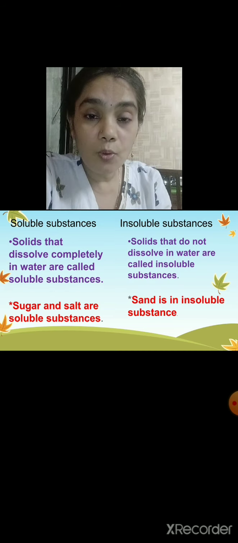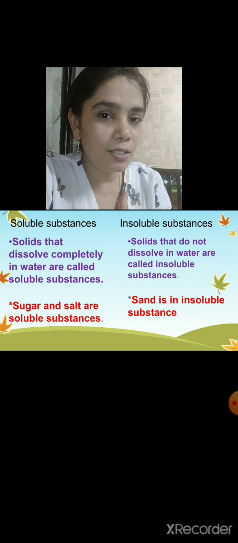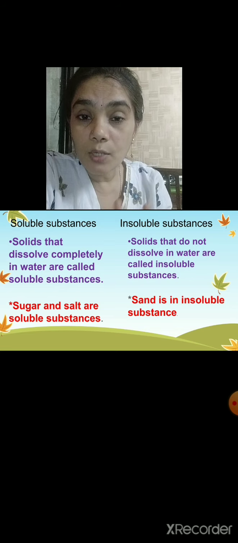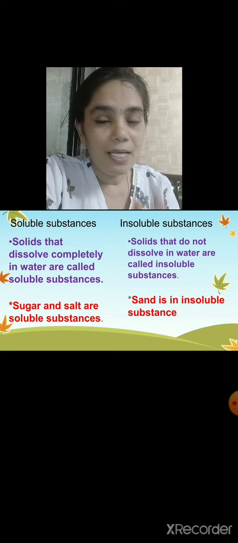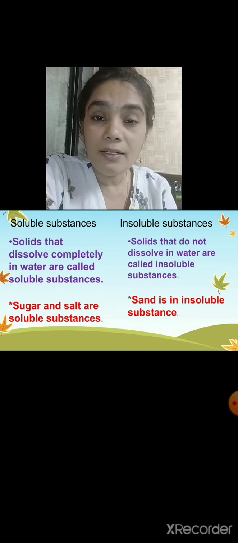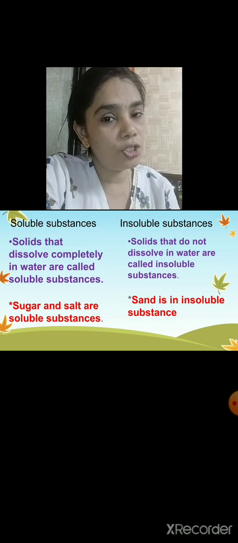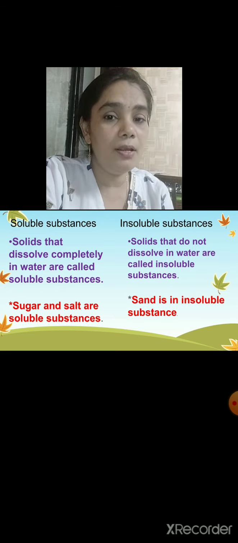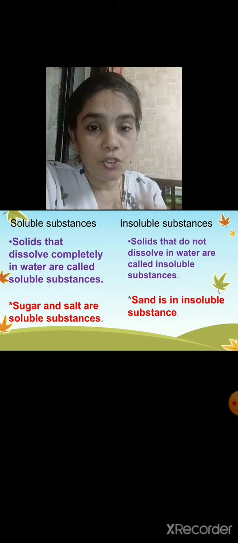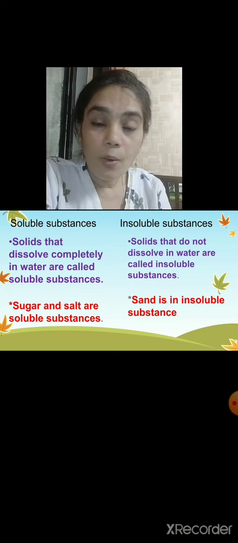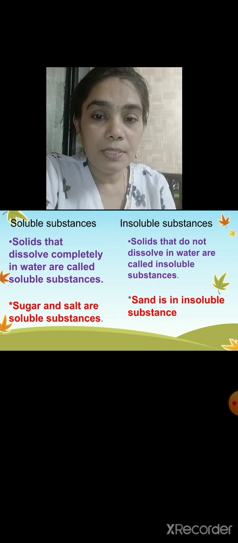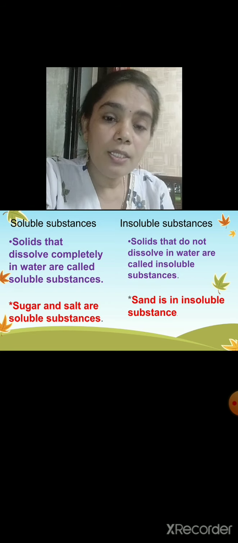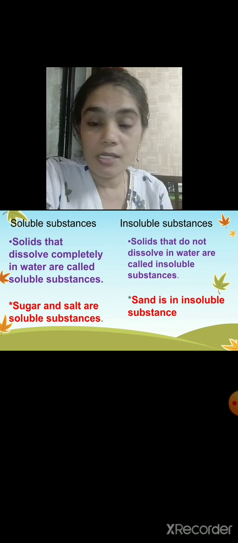And what can you observe? Just imagine if you add sand in the water, what happens? What can we observe? Yes, the sand does not dissolve in water. The sand does not disappear in water. So children, the substance which does not disappear or dissolve in water is called an insoluble substance.